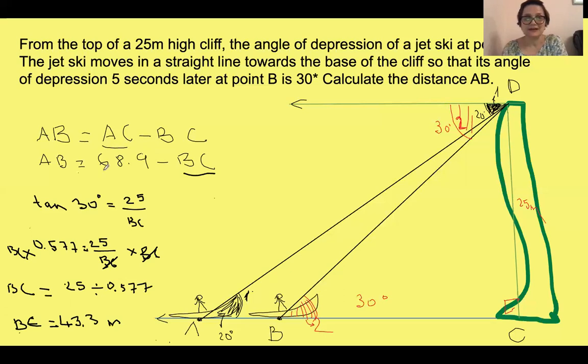That means we know AC from the previous slide, and we now know BC, which is 43.3. So we can find the distance AB by taking away. Let's take away 68.9 minus 43.3, and the answer is 25.6 meters. So AB is this one here. I'm going to write it right here: AB equals 25.6 meters, just like that.